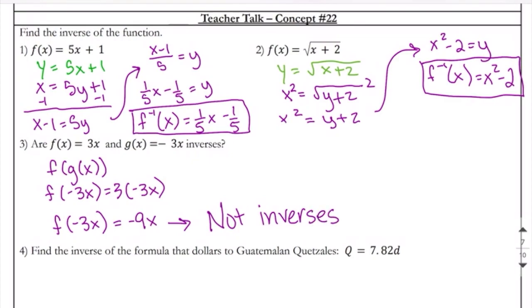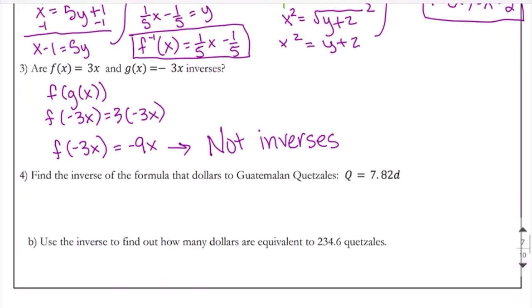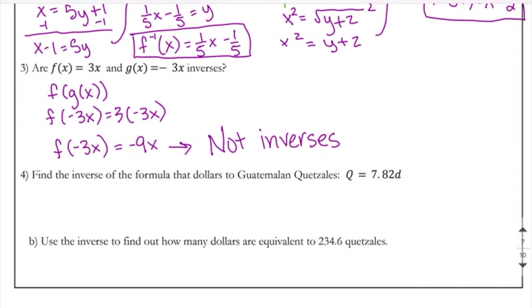Lastly, when we're finding inverses of real functions where the variables are defined, we're not going to switch the variables. We're just going to solve for the other one. So just solve for d, which means isolate your d. We should get q divided by 7.82 equals d. So that's the inverse function right there. Just solve for the other variable.